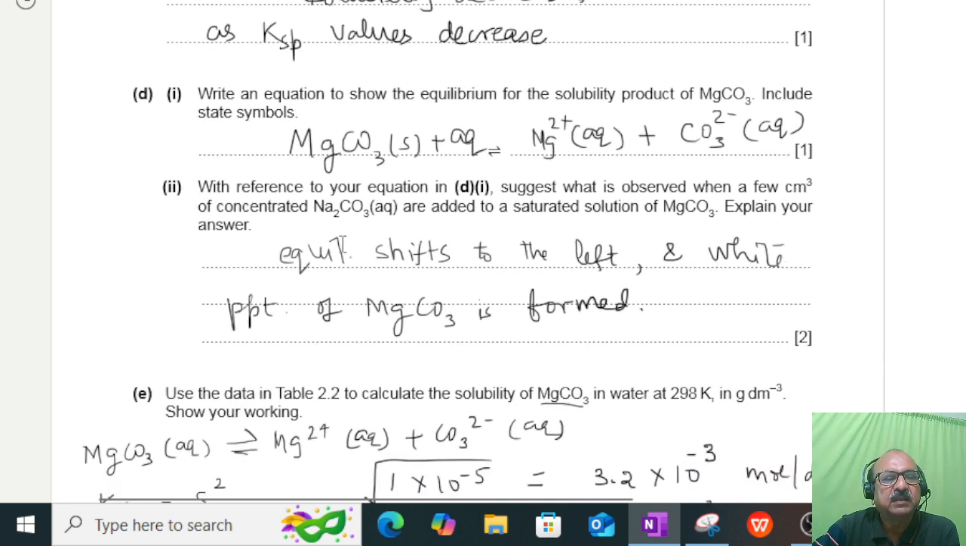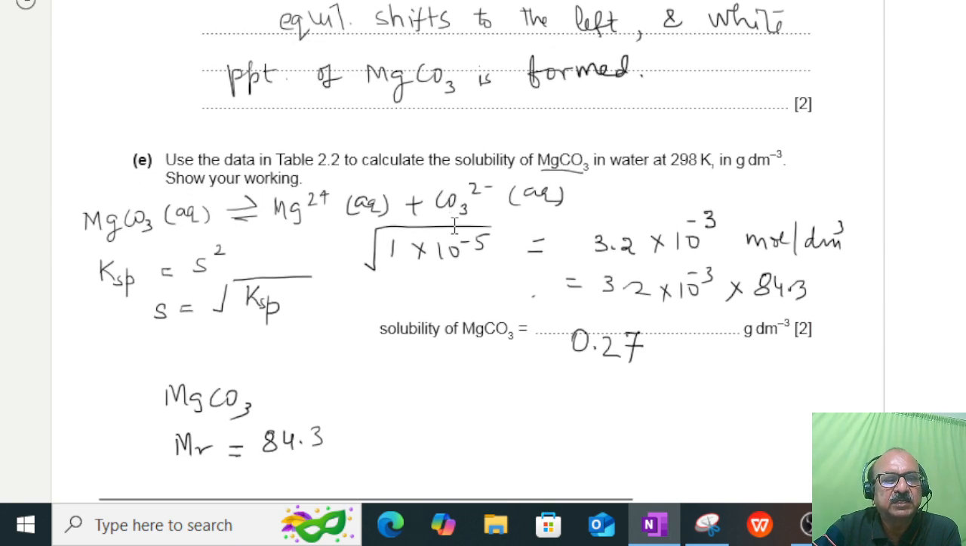That's the equation. And what is observed when a few centimetre cubes of sodium carbonate are added to a saturated solution of magnesium carbonate? You only need to consider the carbonate ions, because sodium ions are not present in this equation, so you may ignore them. So if you add carbonate ions to the system, the concentration of carbonate ions would increase, and therefore it will push the equilibrium towards the left hand side, and because of that some magnesium carbonate solid would get precipitated, which is white in color.